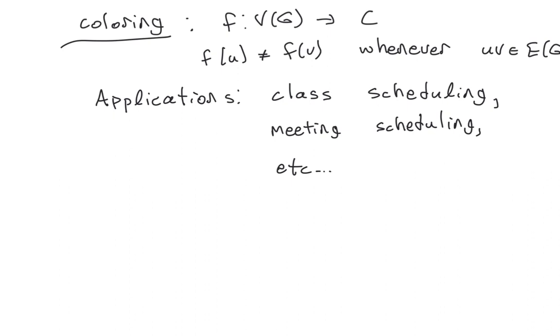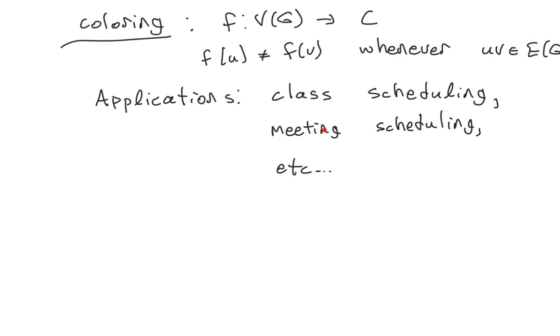Given a set of colors, which we call C, a function from the vertices of a graph to C is a coloring if for every edge in the graph, the endpoints of the edge get distinct colors. So some real-world applications would be class scheduling. Your vertices represent classes and edges represent classes that can't meet at the same time, and a coloring would be an actual schedule. Similarly, you could schedule meetings between different committees where you have an edge between 2 committees if they have a member in common.